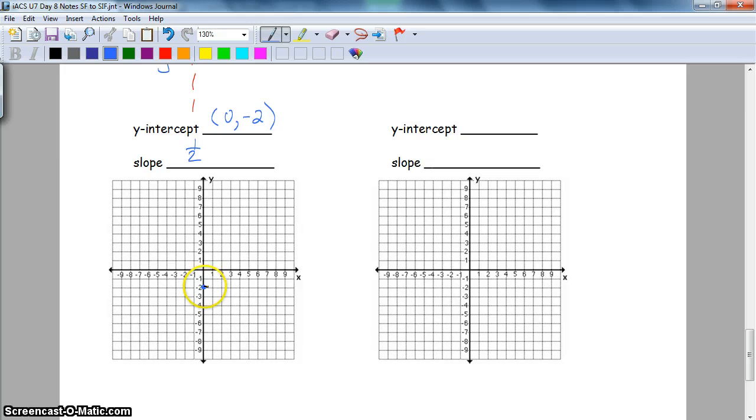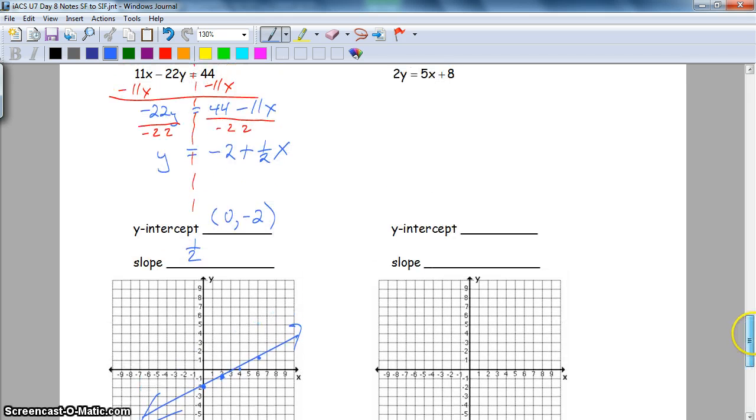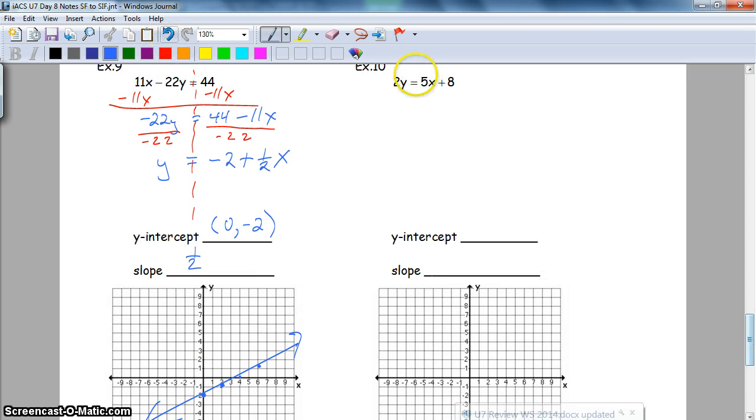The slope of 1/2, which means if I went up 1, should I go left 2? Nah, that gives me a negative slope. Up 1, right 2, up 1. Ooh, that's a bad point. Right 2, up 1, right 2. Ah, I missed. Looking like that bad boy right there. And then number 10, 10 wasn't that bad.